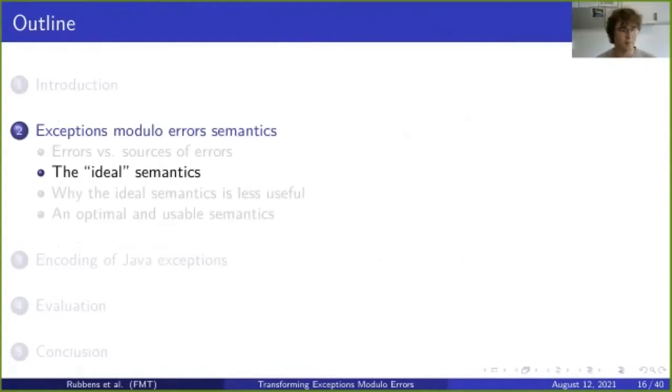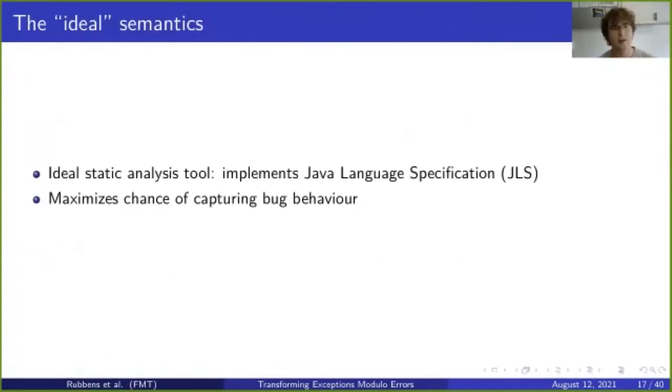Now, what would be the ideal semantics that we want to implement in the verifier? The ideal static analysis tool would implement the Java language specification. So it would just implement everything that is described in the document to the letter. This maximizes the chance of capturing the behavior of a bug and hence being able to guarantee that if a verifier proves the program correct, then the behaviors it will exhibit will actually also be correct.